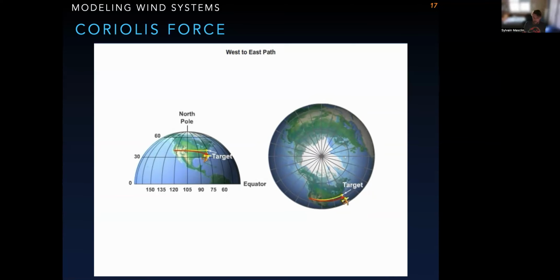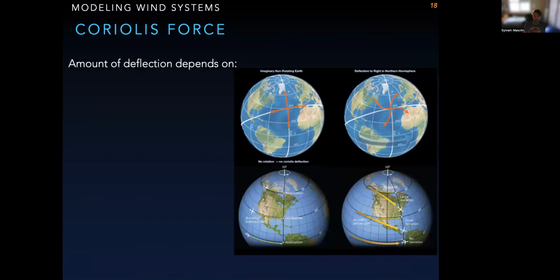Okay, so in summary for the Coriolis effect, you have on this figure the non-rotating Earth, where of course there is no Coriolis force happening, and a rotating Earth with the Coriolis force happening. The amount of Coriolis will depend on the speed of the Earth's rotation, which is something fixed, but this speed changes with latitude, and it will also depend on the speed of the object, the airplane or the wind itself. All of that will play on the amount of deflection caused by the Coriolis force.